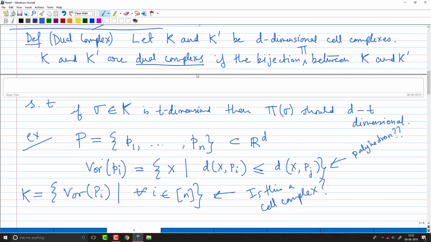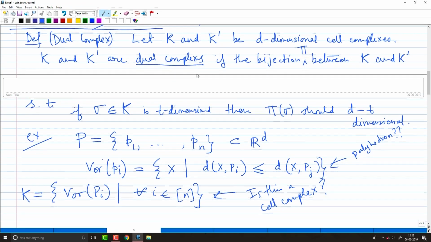So let's take P1, P2. Let's say their Voronoi cells intersect. Let's take it in terms of R2. So either they will intersect at some vertex of their polyhedrons, the Voronoi cells, or an edge. But are those included in this set? I have only included the two-dimensional objects for the case of R2. You should make sure you include all the lower dimensional objects also.